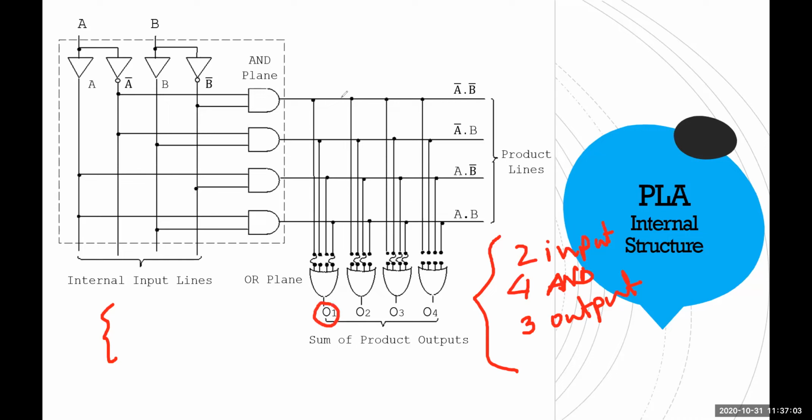Next one, A bar, B bar, we do not need. That's why the connection is gone. A bar, B, we need it. A, B bar, we need it. AB, we do not need. That's why it is gone. This is O2. For O3, A bar, B bar, we do not need. A bar, B, we need. A, B bar, we need. AB, we need. So it will remain. Last one, we do not need any of them. That means the O4 is not needed. So we actually blow all the fuses. That means it is inactive now. Got my point? It is inactive.